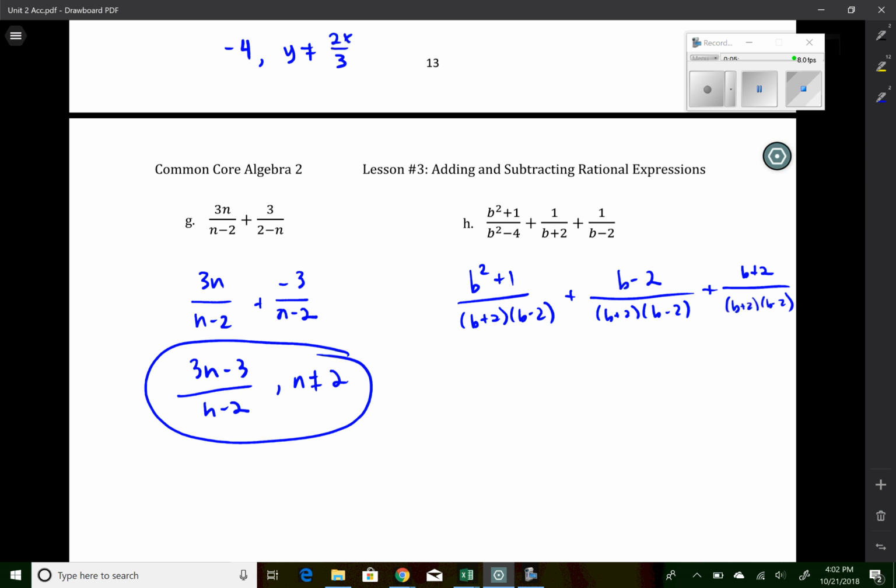Combine up your like terms, so b squared has nothing to combine with. b plus b is 2b. 1 and minus 2 and plus 2 is just plus 1. All over b plus 2, b minus 2. Again, the numerator is factorable, but not factorable to anything that would reduce with b plus 2 or b minus 2. So it's an unnecessary step. If you did it, it's totally fine.